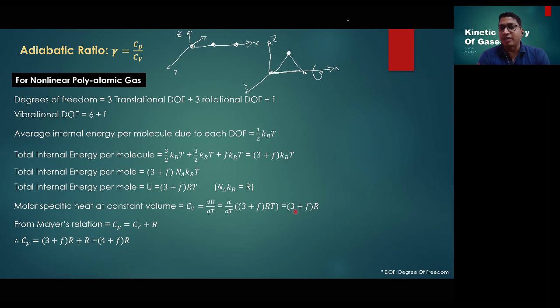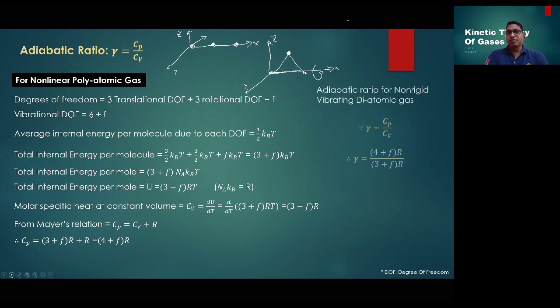Derivative of this, that will be (3 plus f) R. Cp we have to add one more R. When we will add one more R, it will become (4 plus f) R. Okay, so that is your value of Cp and Cv. Once you know Cp and Cv, gamma is Cp by Cv, (4 plus f) R upon (3 plus f) R, and thus the gamma value is going to be (4 plus f) upon (3 plus f). ठीक है.